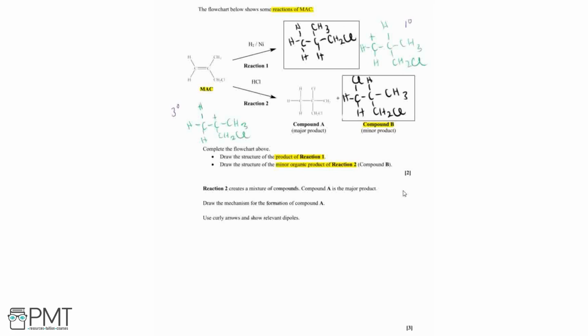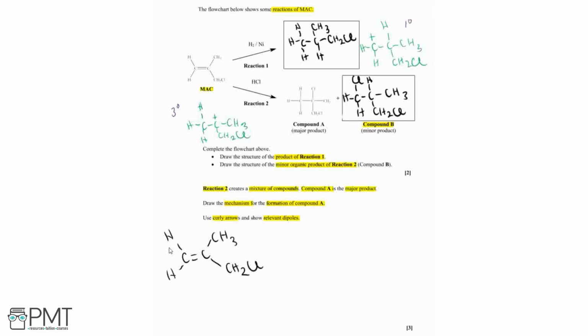Now, as we've identified, our reaction 2 gives us a mixture of compounds. And we've identified that compound A is the major product. Now we need to draw a mechanism for the formation of compound A overall. And we need to ensure that we're using our curly arrows and that we're showing any relevant dipoles for this question. So let's start out by drawing our MAC compound, and then we can start to add in some curly arrows and some dipoles to follow this reaction.